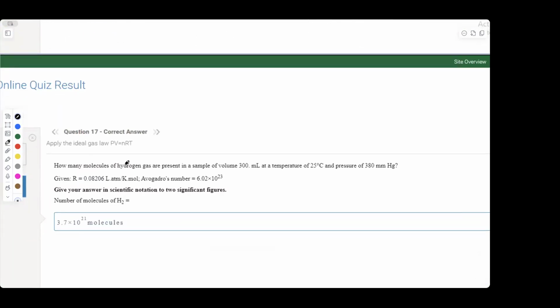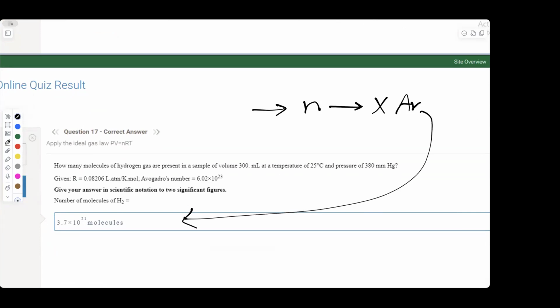Number of molecules. We solved this question last time. We said we find the number of moles, and once you find the number of moles, multiplied by Avogadro's number, then you can get the number of molecules.